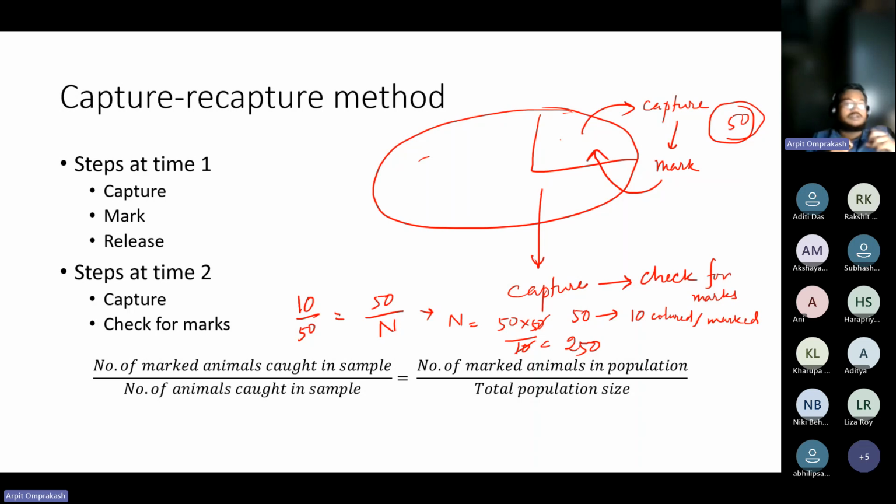So at time one, you capture individuals, mark them, and release them back. At some other point of time, time two, after some time, you capture individuals again and check for marks. The ratio of the marked individuals to the individuals you are catching, combined with how many individuals of the total population were marked the first time, will give you the total population size.